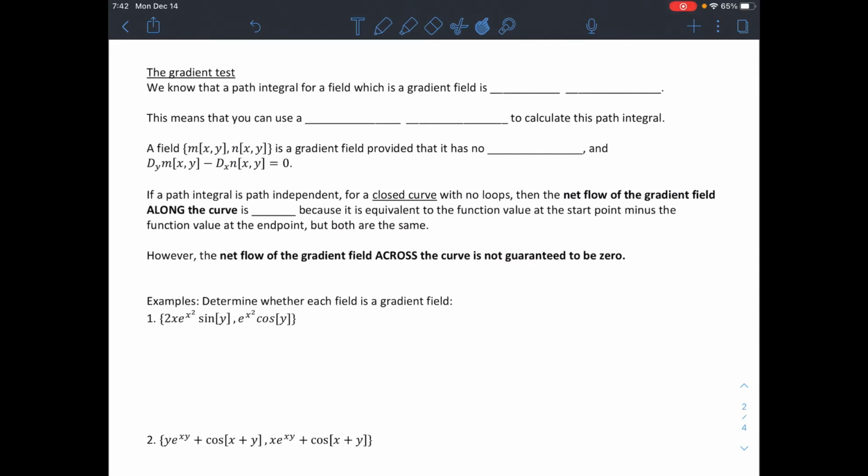All right, so next is the gradient test. Really important here. We know that a path integral for a field which is a gradient field is, what we learned this chapter, path independent. Basically, it means it doesn't matter what path you take from point A to point B. What does that mean? That means if our curve that's given to us is really crazy, we don't need to use it. We can use what's called a substitute curve instead.